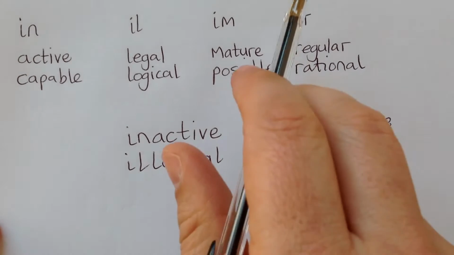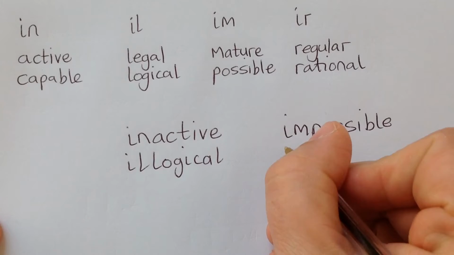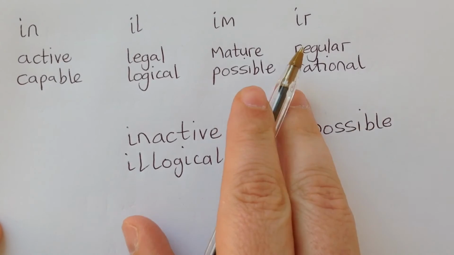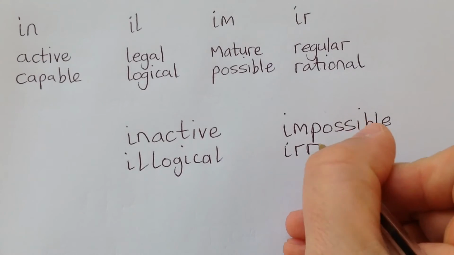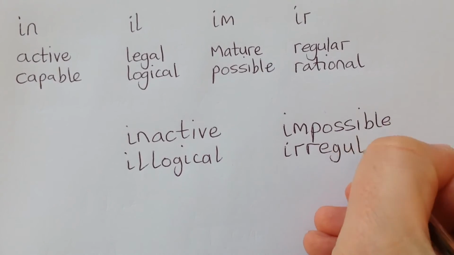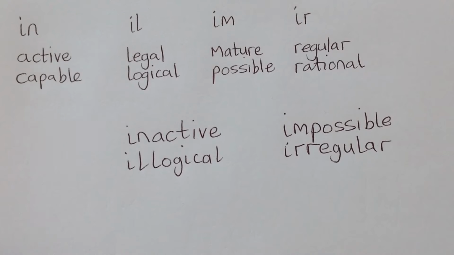And finally, I've got the prefix ir, and this means the opposite of regular. If something is a regular shape, all the sides are the same length, I can go, that's regular. But if all the sides are different lengths, I can say it is irregular. And you can see really easily how you can use these. I'd like you to create all the words you can.